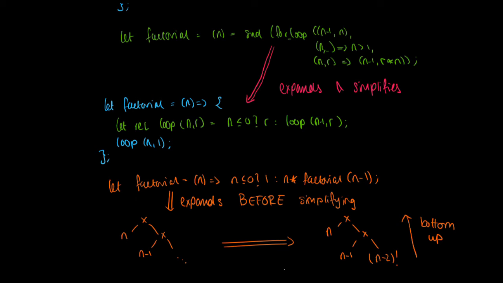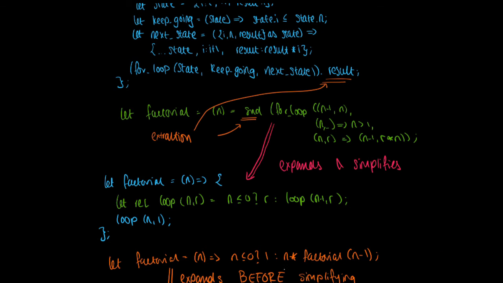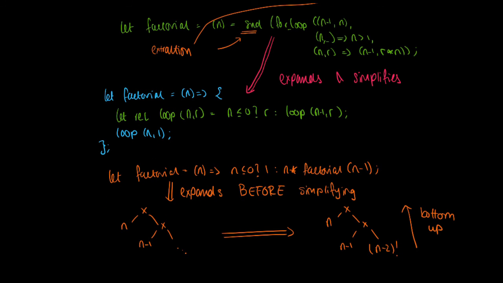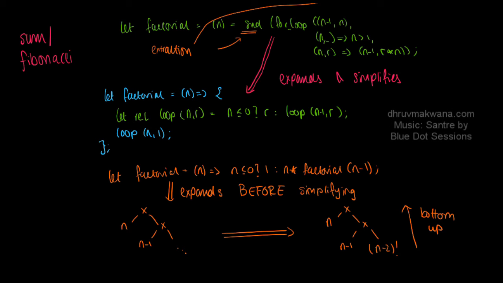Some things to try for yourself are adding the extraction function, so in this case something like dot result or second, but in generality, to the loop itself, and try writing a sum or even the Fibonacci numbers using this for loop.